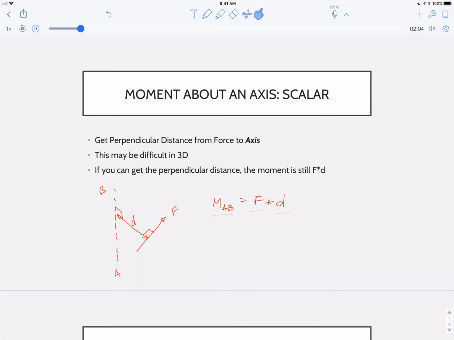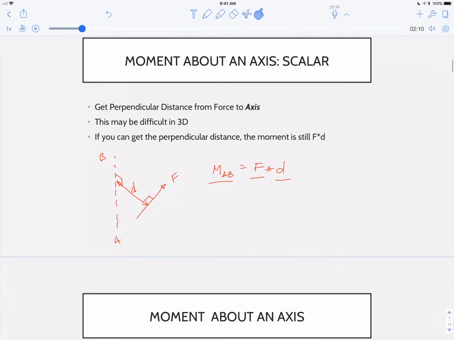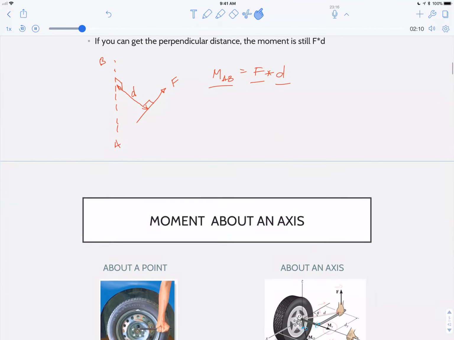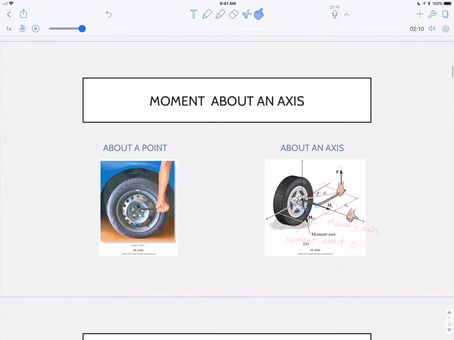Everything in here is a scalar. M_AB is a scalar, F is a scalar, and d is a scalar. This is hard in 3D, to get this distance d. But if you can do it, M is F times d. Let's actually talk about what a moment about an axis is.